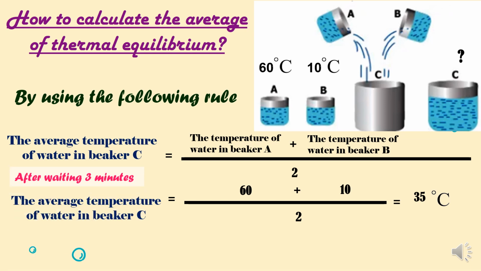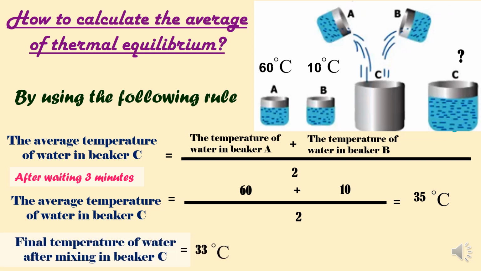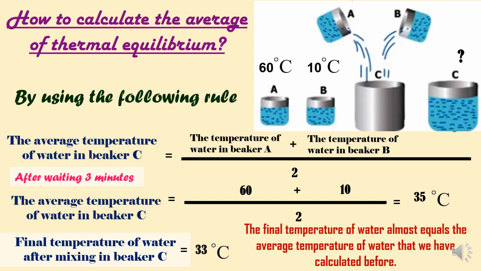By waiting 3 minutes, bring a thermometer and measure the temperature in cup C. You will find that the final temperature of water after mixing is 33. As you can see, the final temperature of water after mixing is always less or lower than the average temperature. So the final temperature of water almost equals the average temperature of water that we have calculated before.